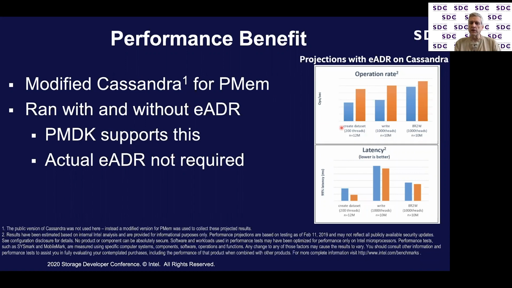And over on the right here, you can kind of see the results. Now, because this version of Cassandra is one that we modified, and it's not the currently publicly shipping available version of Cassandra, I wanted to be kind of cautious about giving you the exact numbers. So I blocked out the numbers here, and I just wanted to show you relative performance, just because I was trying to be kind of cautious, not to promise something until it's completely available to everybody. But here you can see when we are creating a data set with 200 threads and 12 million records, you can see the blue represents the operations per second that you get on a normal ADR system where you're doing cache flushes.